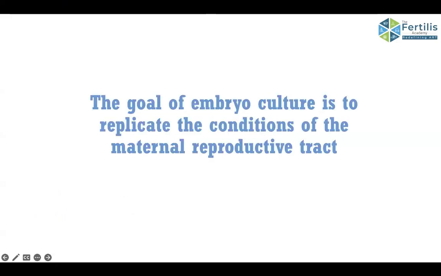Now coming to the first slide, the goal of embryo culture is to replicate the conditions of the maternal reproductive tract. So we have to replicate the conditions of the uterus and the fallopian tubes, and that is how we are able to achieve optimal growth rate in the embryos.